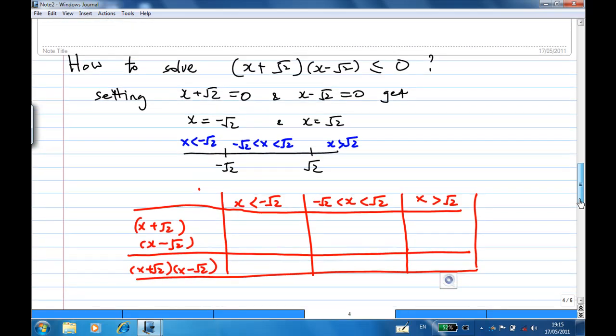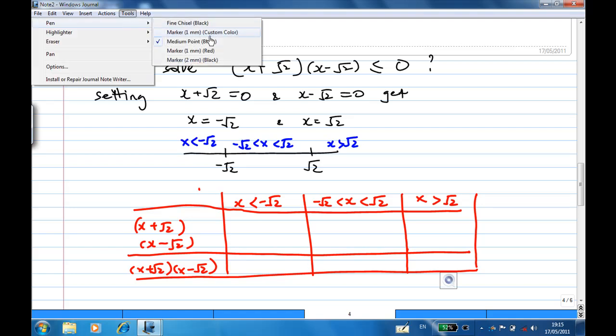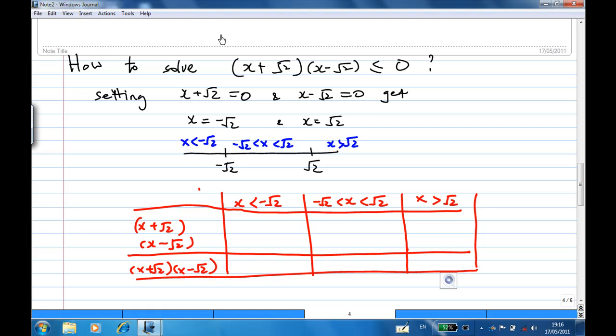Now, solve the second one. (x plus square root 2)(x minus square root 2) less than or equal to 0. Setting x plus square root 2 equals 0 and x minus square root 2 equals 0, we get 2 points, x equal to minus square root 2 and x equal to square root 2. And it divides the real number line into 3 parts: x less than minus square root 2, x between minus square root 2 and square root 2, and x greater than square root 2. Now let's test them.